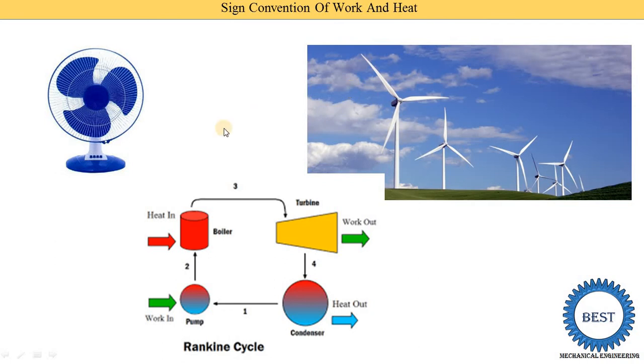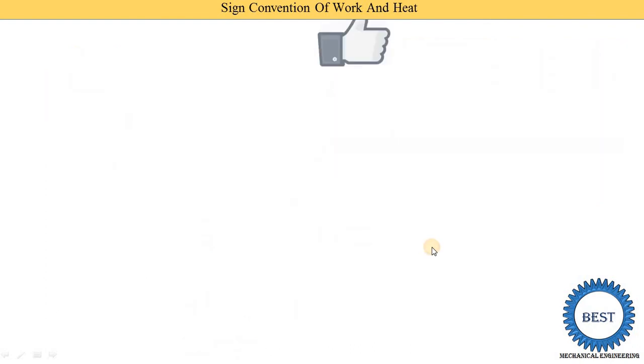In the same way, you already studied the Rankine cycle, meaning the steam power plant. In a steam power plant there are various components: pump, boiler, turbine and condenser. You know that in a pump we supply the work input. When we supply work, it is called negative, so here I put the sign of minus. You know that the turbine gives some work output, so the output work from the system is considered positive. This is the mechanical concept for the pump and turbine. I hope you can understand it easily.